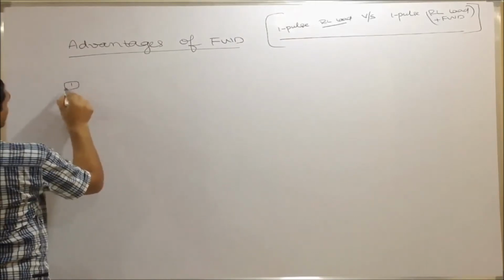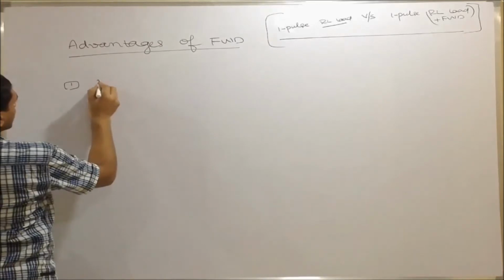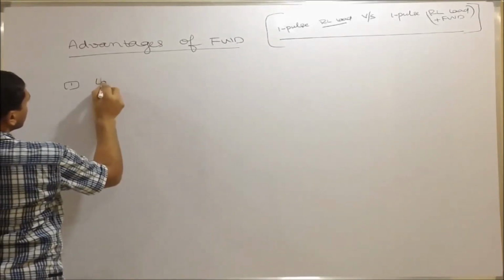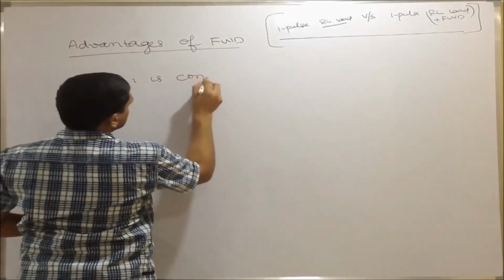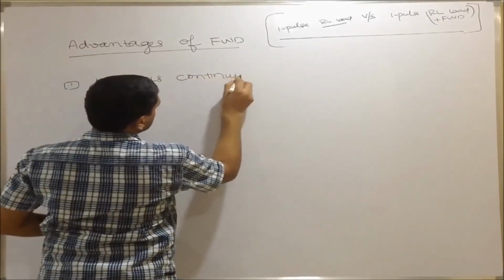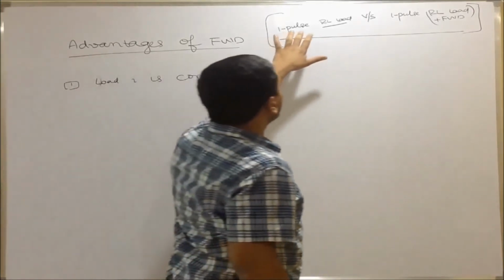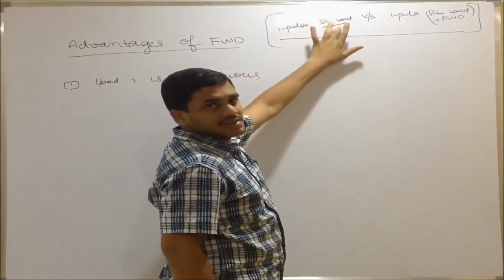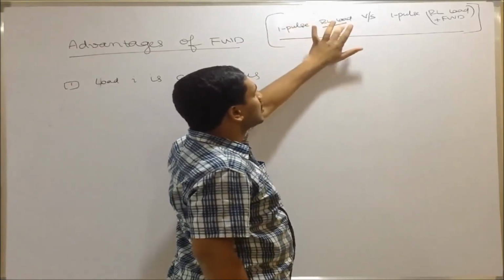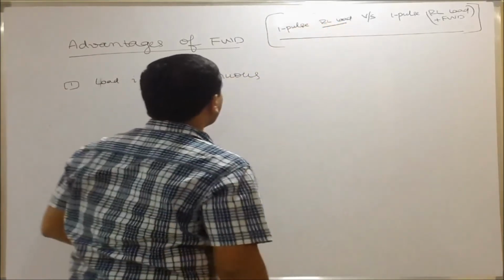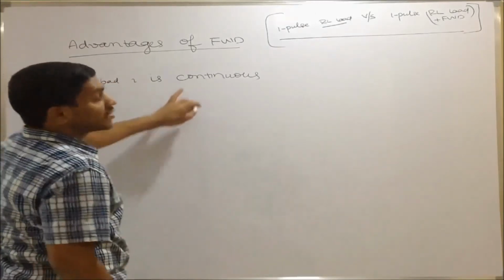So now you see, with freewheeling diode, which current? Load current is continuous. Earlier we have seen single pulse RL load current is always discontinuous. This we have seen. But with RL load and with freewheeling diode, the current is continuous.